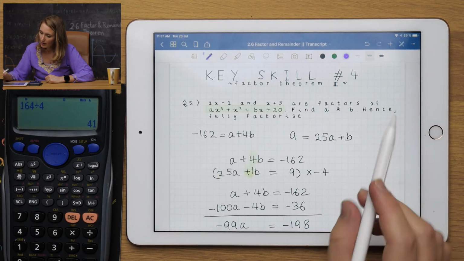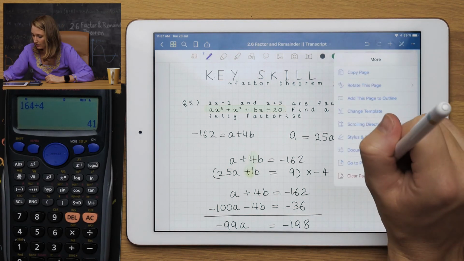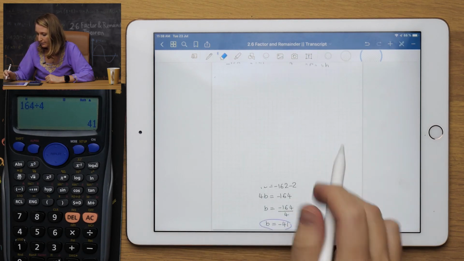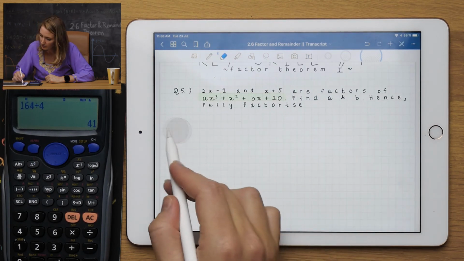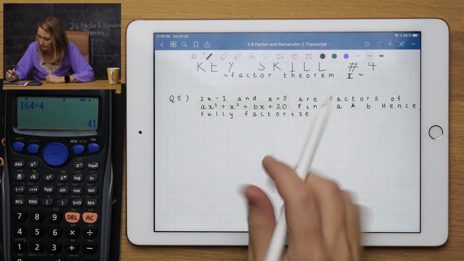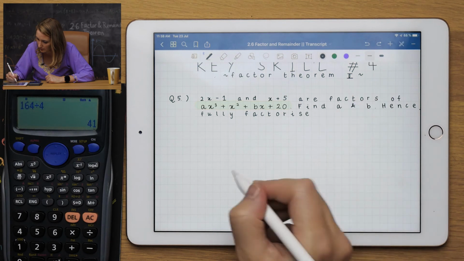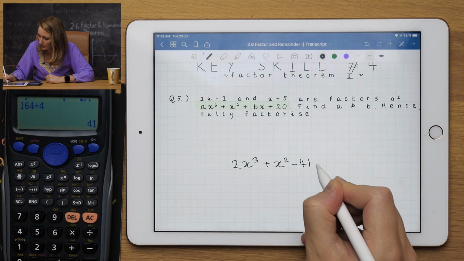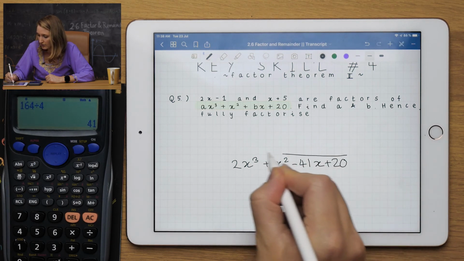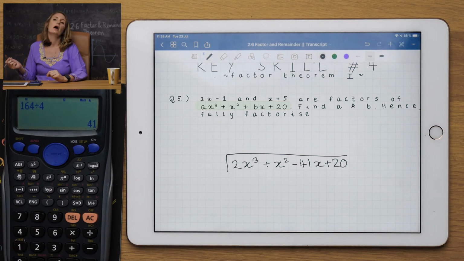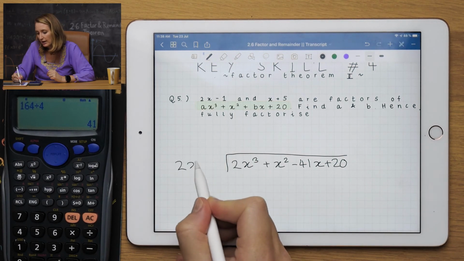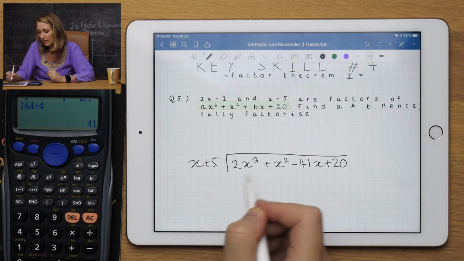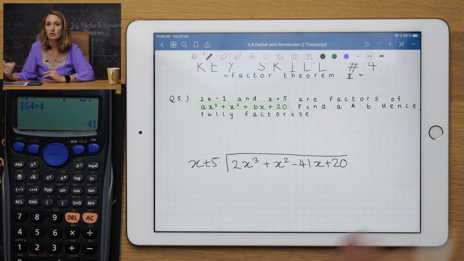Okay. Now it asks us also to fully factorize. Now we know what a and b are, we can substitute them back into the original equation. So we know that a is 2. So we've got 2x cubed plus x squared minus 41x plus 20. Now there's a couple different ways to do this. We're going to divide. If you're more comfortable, you could just divide by either 2x minus 1 here, or you could divide by x plus 5. That would give you a quotient that's a quadratic, and you could factorize that.